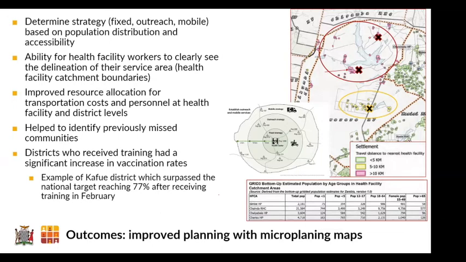Then a significant example that we have noted was with one of the districts that we had started with the rollout of this micro plan. When we look at the coverage for this particular district, in this case Kafue, we've seen that in most of the districts where we rolled out these micro planning trainings, we've seen a significant increase in the vaccination rates. Next slide.